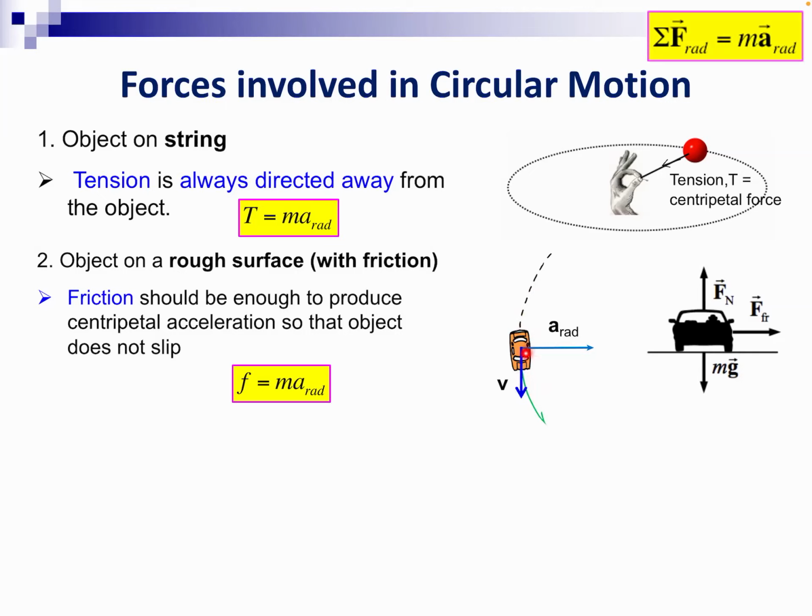So if we look at the free body diagram of this turning car, of course it will have weight force and the road is supporting it, so there's a normal force provided by the road. But the frictional force provided by the rough surface will be the force that causes the car to turn around the bend. So for objects on a rough surface making this circular path, the centripetal force is friction, and of course the right-hand side will still be mass times radial acceleration.